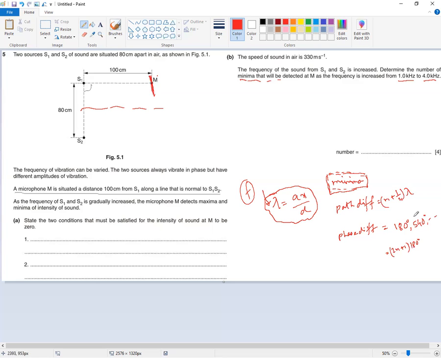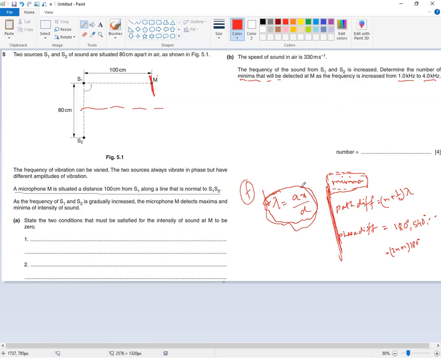Yes, it was. N plus half lambda. For n lambda, you get maxima. For n plus half lambda path difference, you get the minima. Because for n plus half lambda path difference, you get half of the wave difference. That basically makes crest merge with troughs and so on and so forth. Yusuf, do you remember? Okay, beautiful. That's okay. So we have to use this basic expression to solve this math.